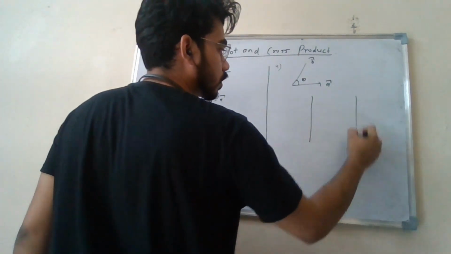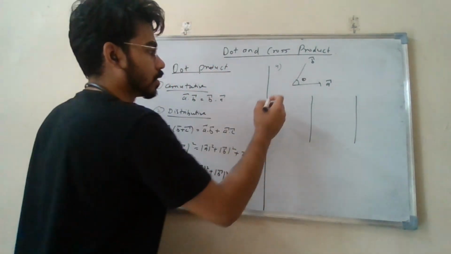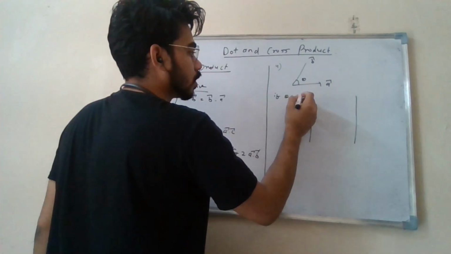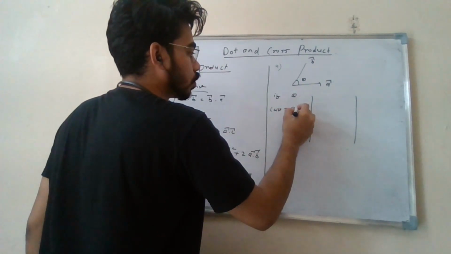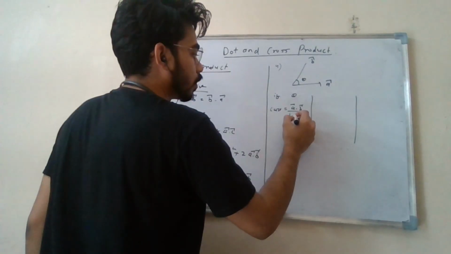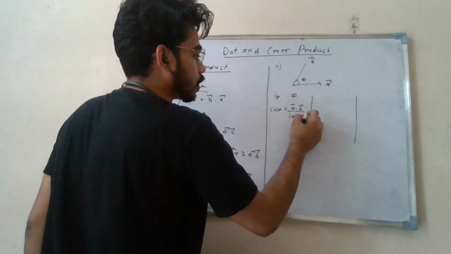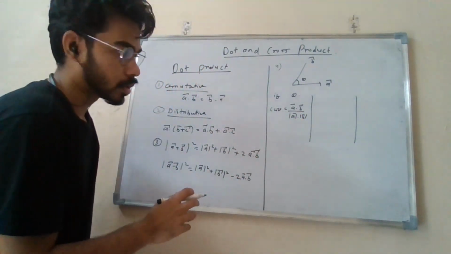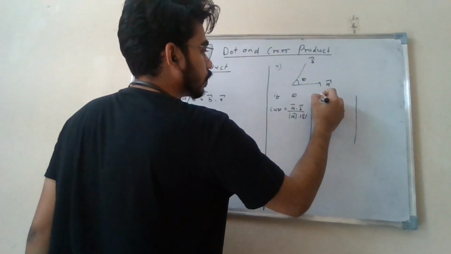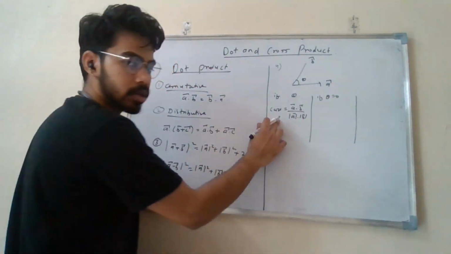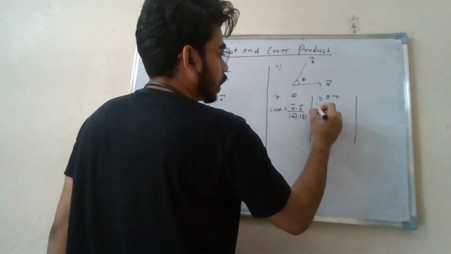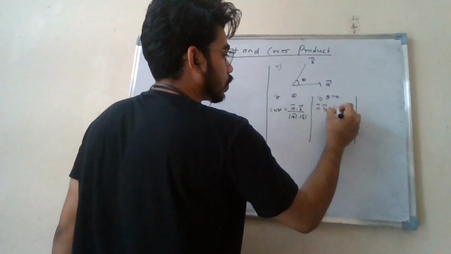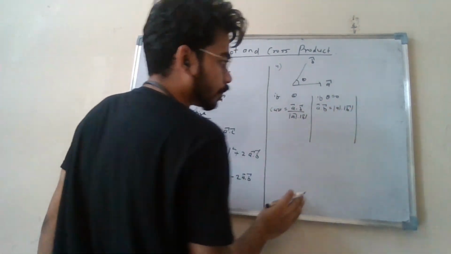there are generally three possible cases. If theta is there, then simply cos theta is equal to A dot B by mod of A into mod of B. Okay, we know this formula already. But what happens if theta is 0 degree? If theta is 0 degree, then cos 0 is 1. So A dot B equals mod of A into mod of B.